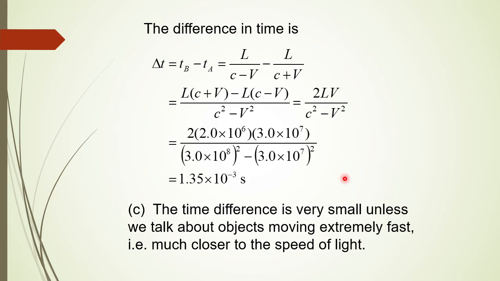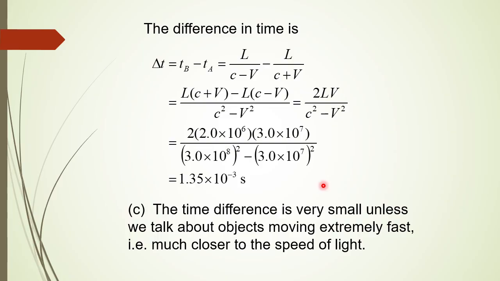Now let's say the ship is traveling at 10% the speed of light, which is quite fast already. Then we can just substitute some general dimensions of a spaceship, say a 2-meter long spaceship. What you end up with is a difference that is just a tiny fraction of a second. So what we can conclude is that the time difference is very, very small, almost negligible, unless we talk about objects moving extremely fast.